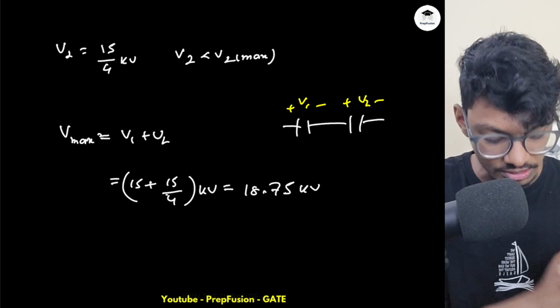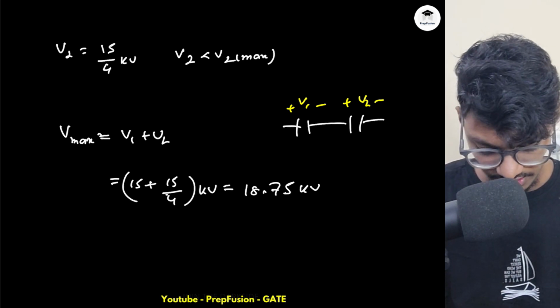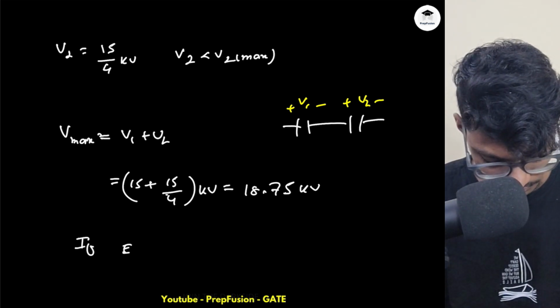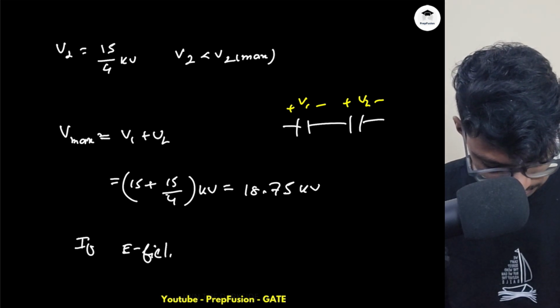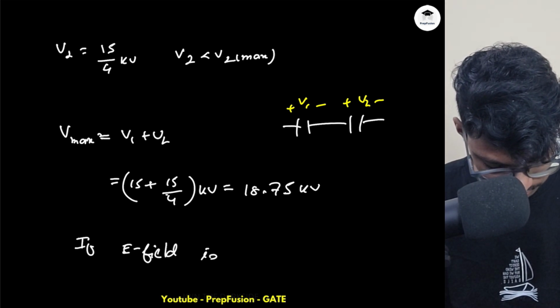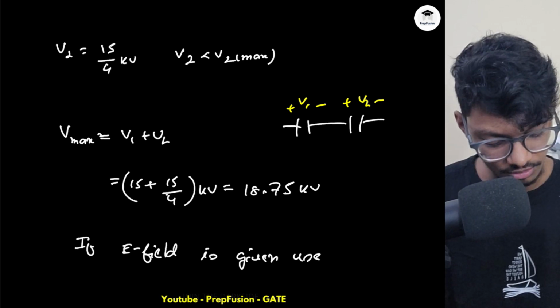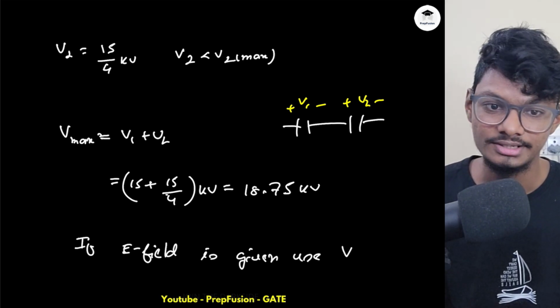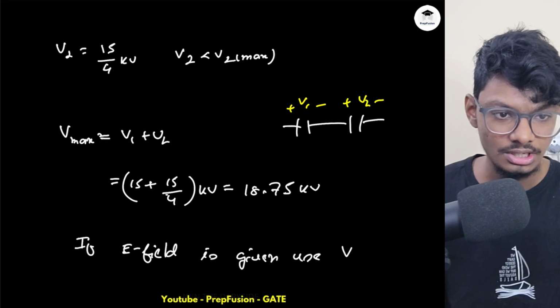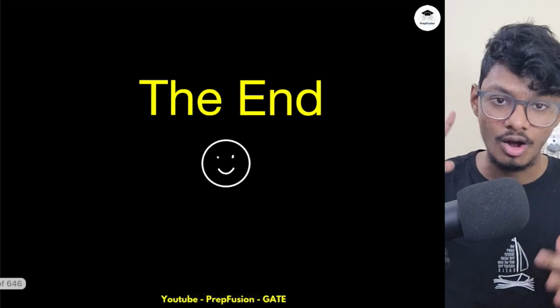If electric field is given, use potential. Okay, if electric field is given, use V. If charge is given, simply use charge. Okay, so yeah, that's it basically for this lecture, and with this we actually end our electrostatics chapter.